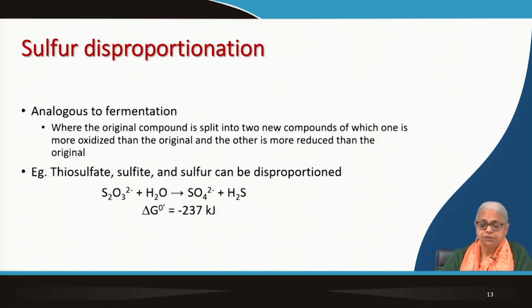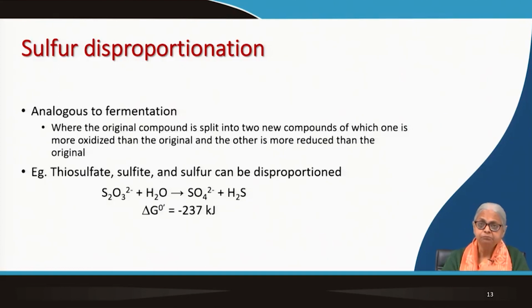Then we have sulfur disproportionation. So sulfur disproportionation means it is somewhat similar to fermentation. If you remember what I said about fermentation, your starting compound, let's say, is glucose, it will get converted to methane and CO2. Now we are assuming, just for the electron balance, that for each molecule of glucose, you will get 3 molecules of methane and 3 molecules of CO2, just to maintain the electron balance. It's a very simplistic way of looking at things.